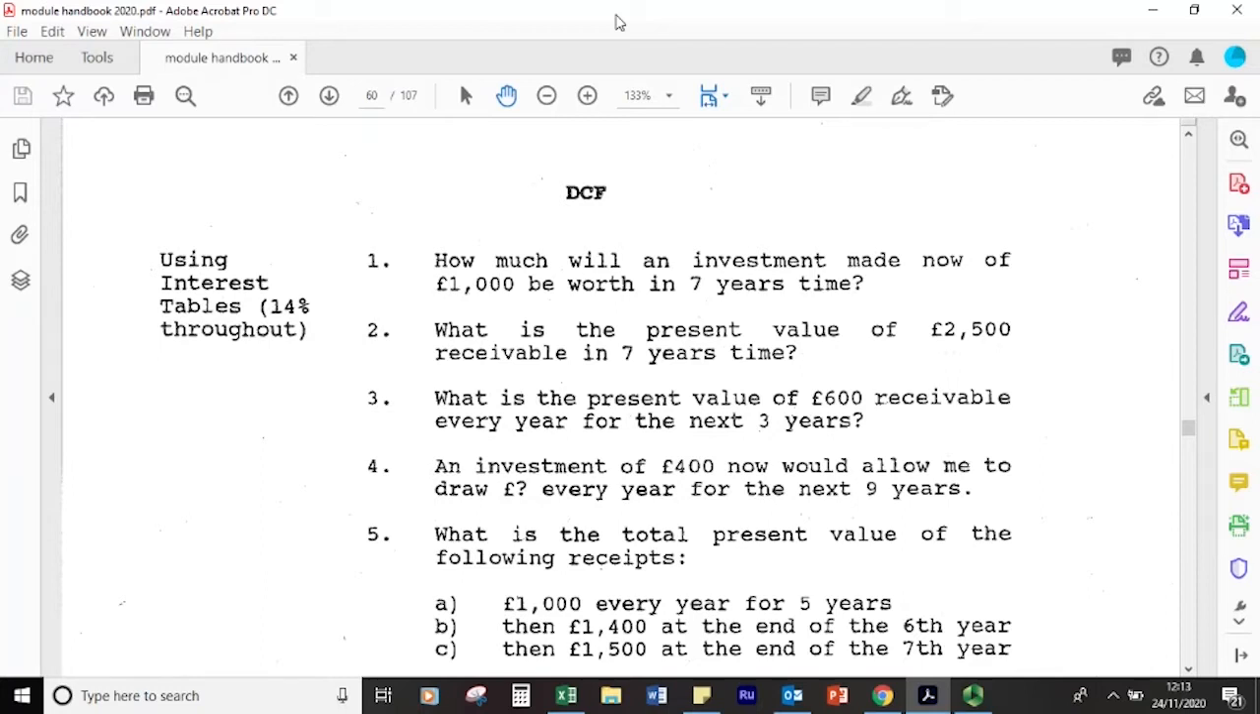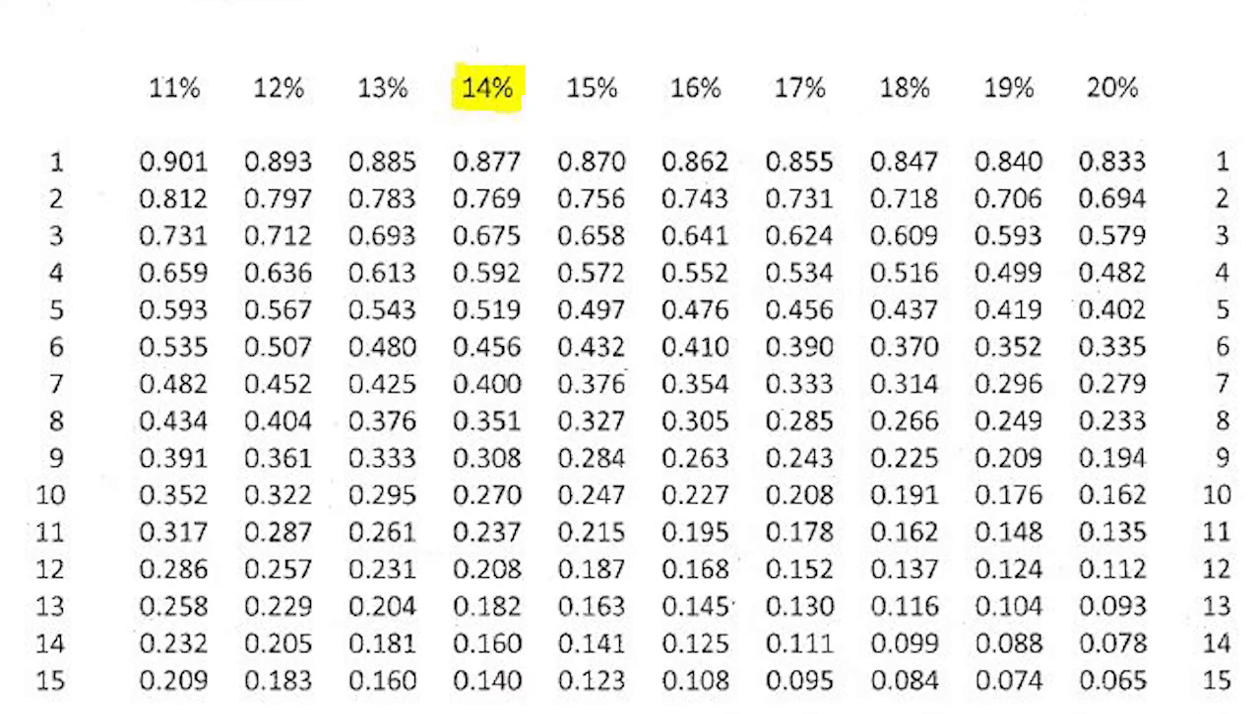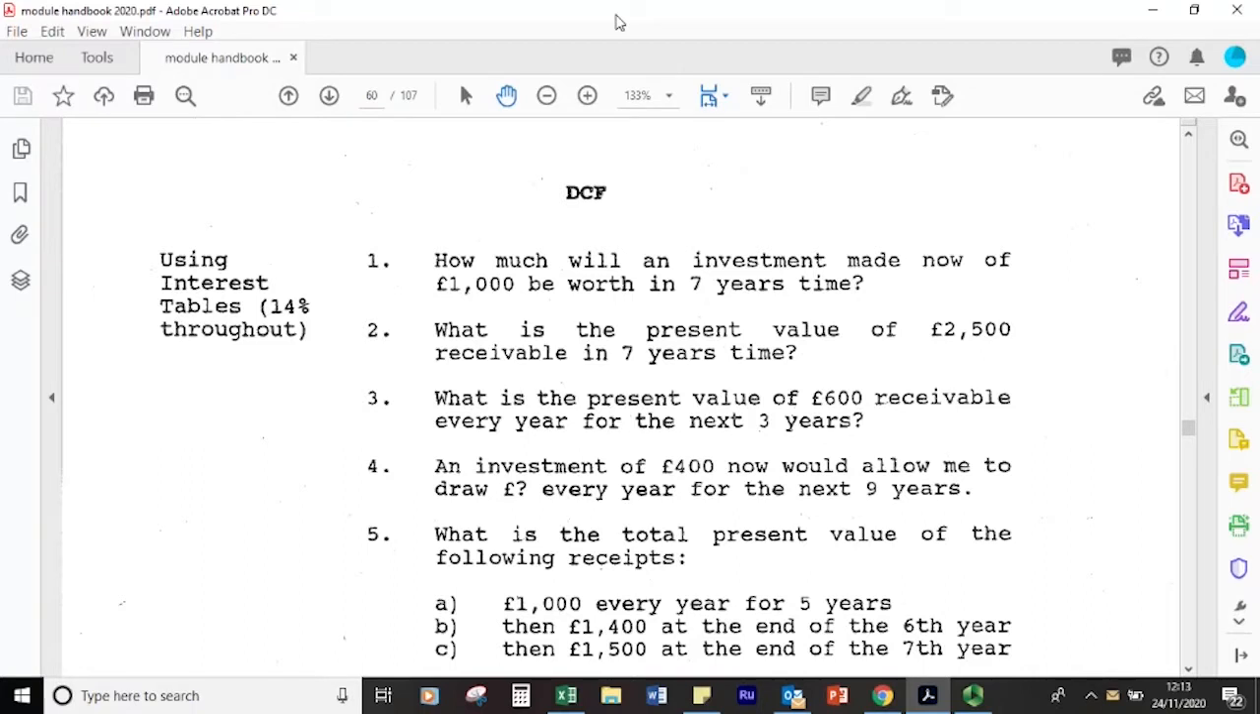What you need to do, if you haven't looked at present value tables and annuity tables before, then I would recommend that you go back and understand the present value tables and annuity tables before watching this video. Let's look at the first question.